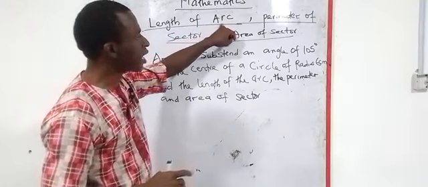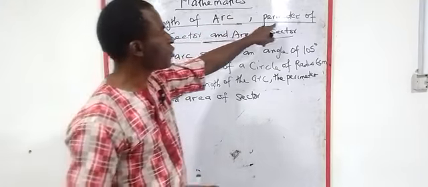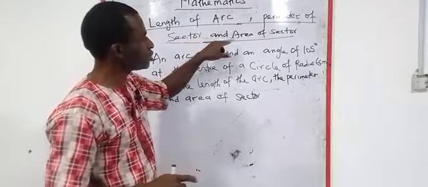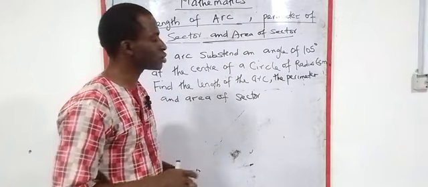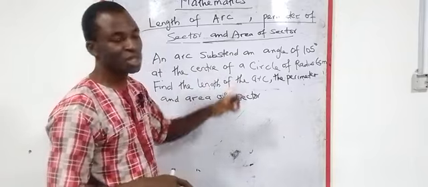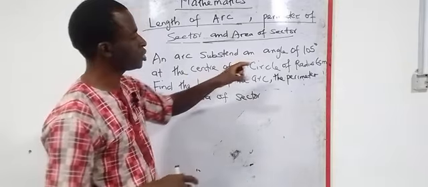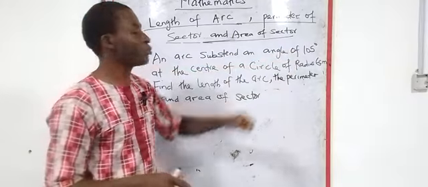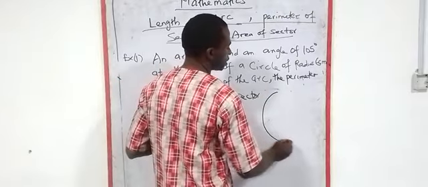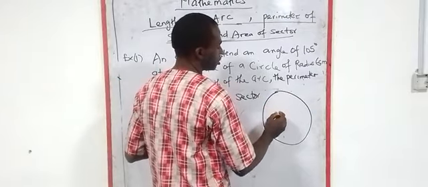The length of an arc, then also the perimeter of the sector, then the area of the sector. I'm going to draw it according to the question that has been given to us. I'm going to draw with the parameters that have been given to us. I'm going to draw the circle for you to understand what we are actually talking about.